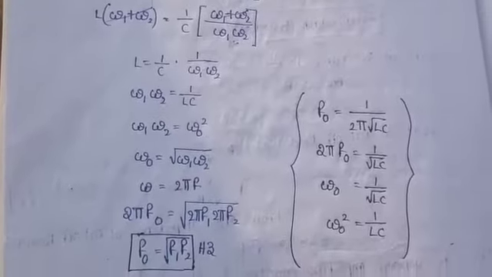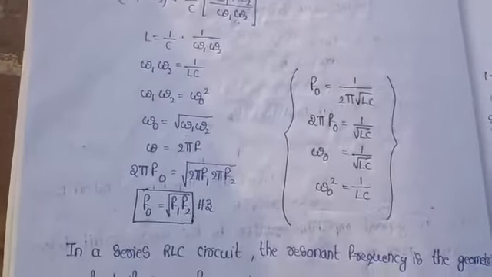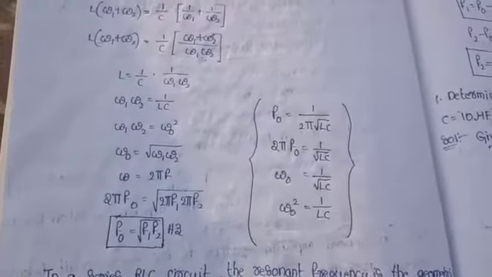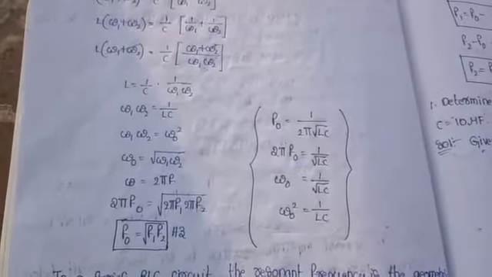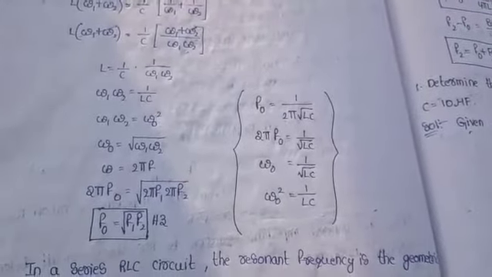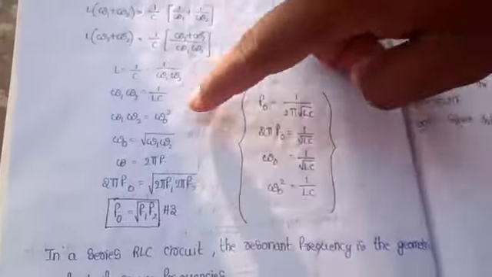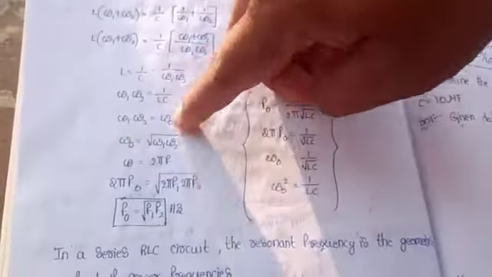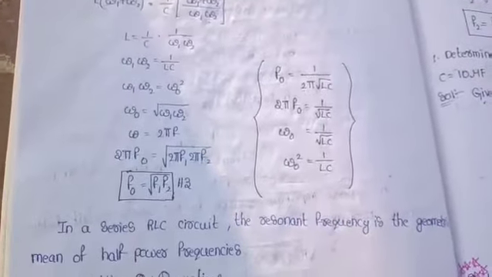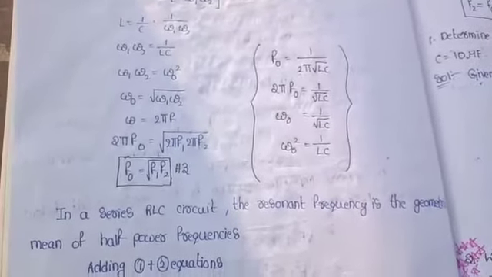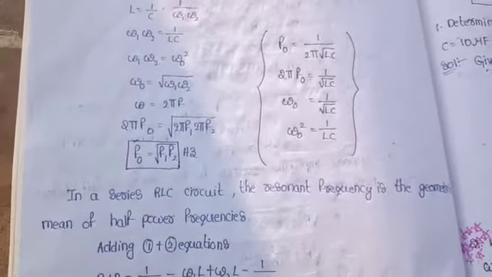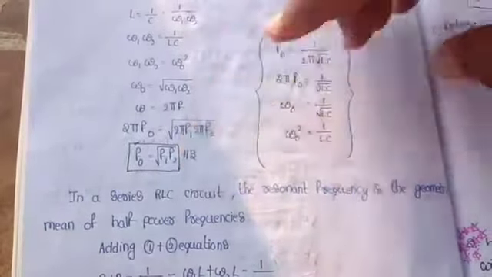Omega 1 omega 2 is equal to 1 by LC, which is nothing but omega naught square, that is the resonant frequency. Fr is equal to 1 by 2 pi root LC. So 2 pi F squared is nothing but omega square, which is 1 by LC. Substituting, omega naught is equal to the square root of omega 1 omega 2. Substitute omega is equal to 2 pi F: F naught is equal to the square root of 2 pi F1 times 2 pi F2, that is, the resonant frequency is the square root of F1 and F2.